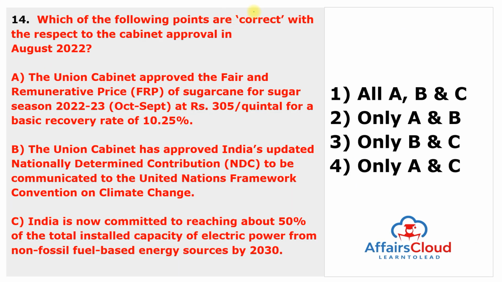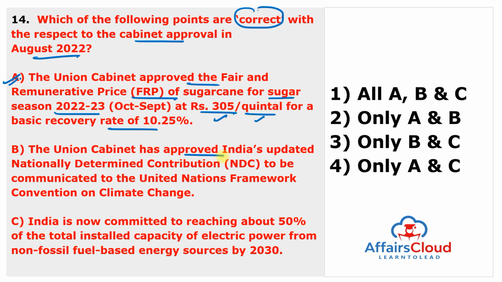Next is, which of the following points are correct with respect to the cabinet approval in the month of August 2022? So let's read the statement. The Union Cabinet approved the fair and remunerative price of the sugarcane for sugar season 2022-23 at rupees 305 per quintal for a basic recovery rate of 10.25%. This statement is true, but it is for sugarcane, 305 per quintal.